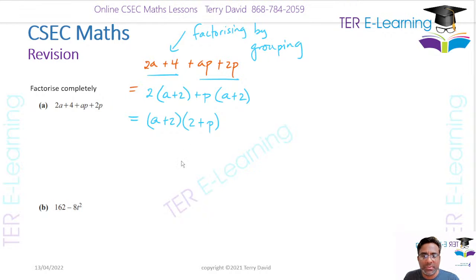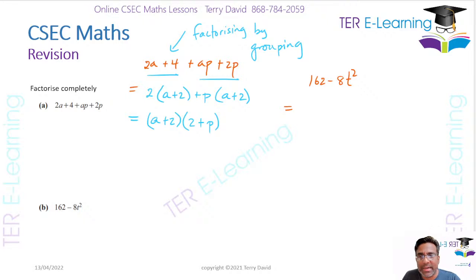So now, that's the first one. The second one here is 162 minus 8t squared, right? Now, if we look at 162 and 8t squared, you realize something looking kind of fishy there, right? It doesn't look like I can factorize anything as yet.